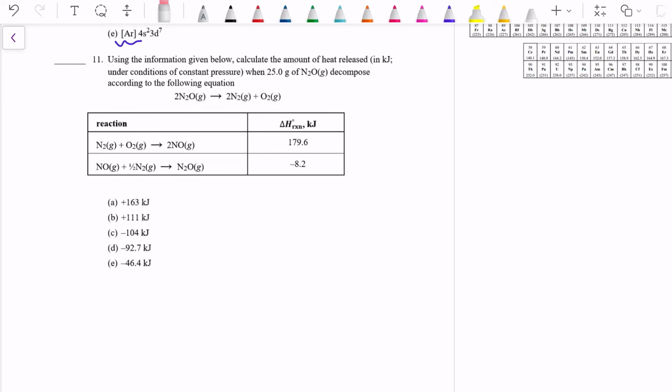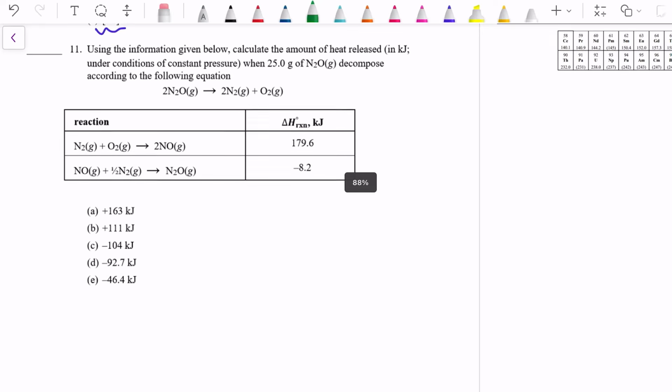Problem 11. Using the information given below, calculate the heat released when 25 grams of N2O decompose according to the following equation. So first of all, we're going to need to find the delta H of reaction of this equation using Hess's law. So let's go ahead and start with that. They give us data on these two equations. I'll call them 1 and 2. And we're going to need to combine 1 and 2 in order to get the overall equation.